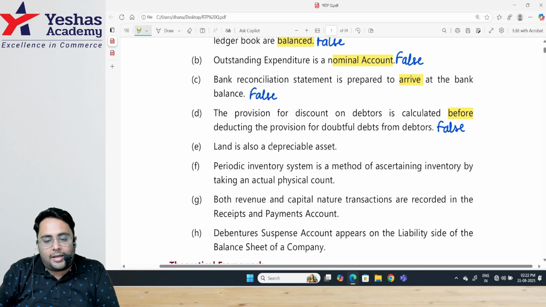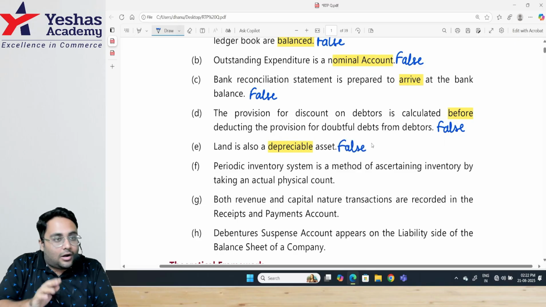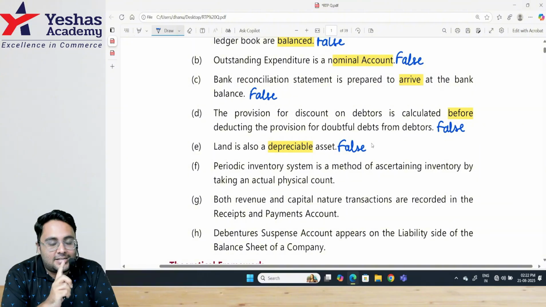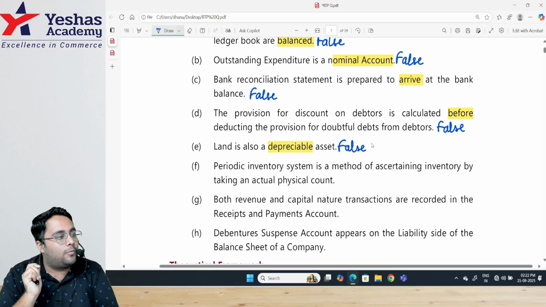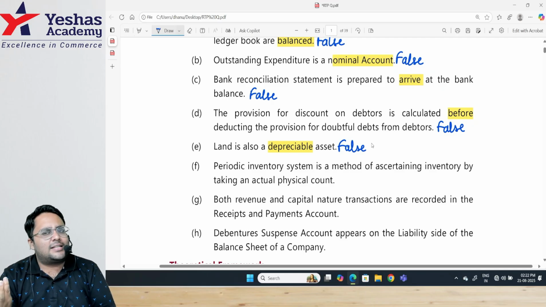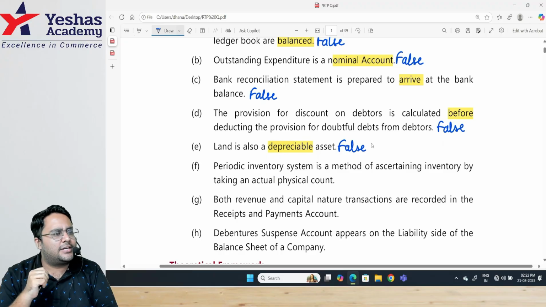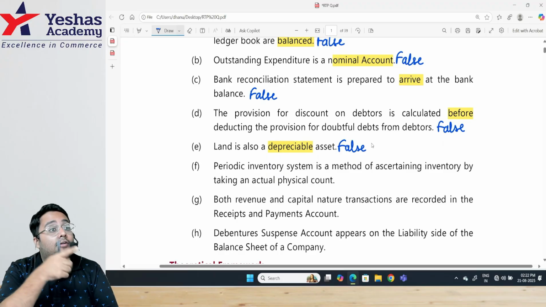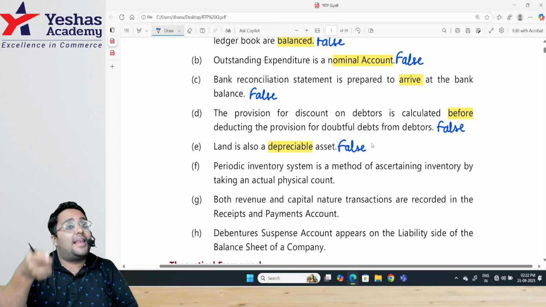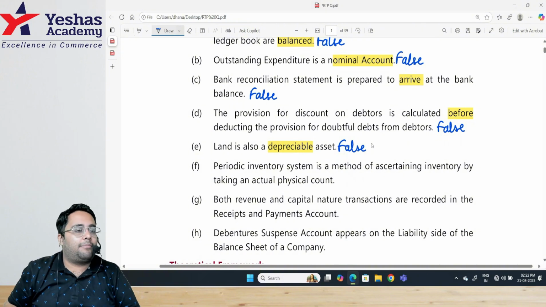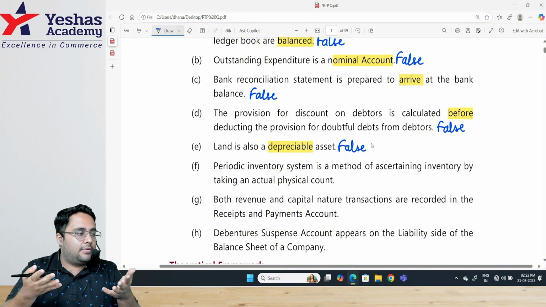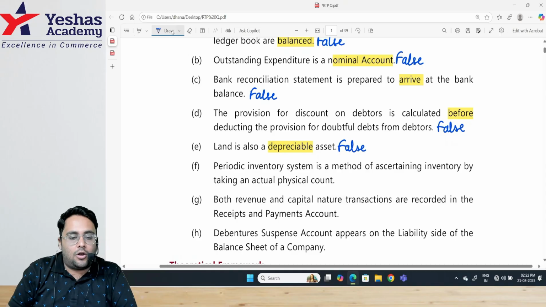Land is also a depreciable asset. False. What is the reason? It is not that land is an appreciating asset. Please understand one factor over here. Depreciation, does it depend on market value? No, the market value of the asset changing doesn't mean that we record depreciation. What is depreciation? Allocation of depreciable amount over life. Land does not have a limited life, therefore it is not depreciated. The life of land is unlimited, therefore it cannot be depreciated.